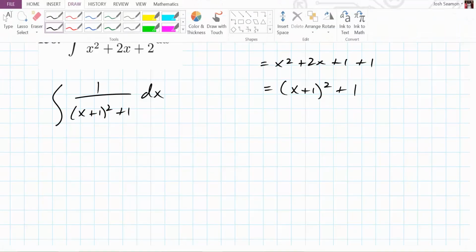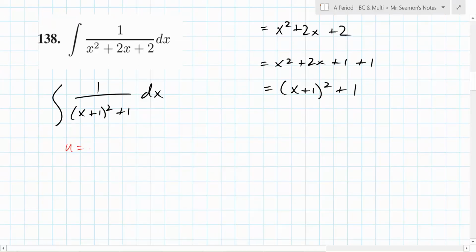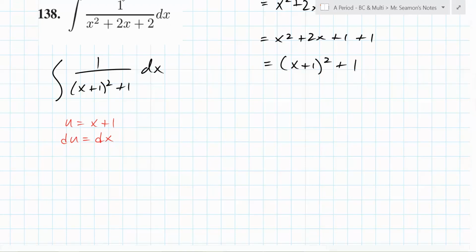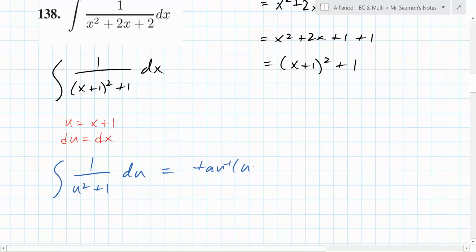So another way to see this, and it's not that crazy, let u equal x plus 1. So what's du equal? dx, exactly. So now what do you have when you do the substitution? You have the integral of 1 over u squared plus 1 du. What integral is that? That is arctan. So you have tan inverse of u. There it is, right there. You've done it. All done.